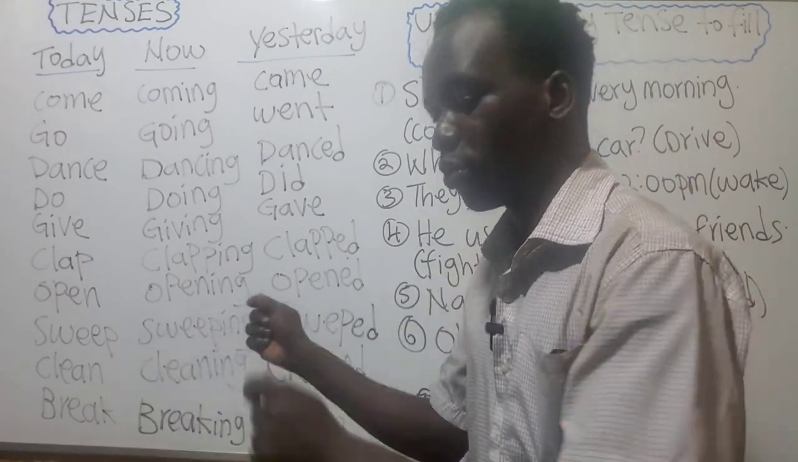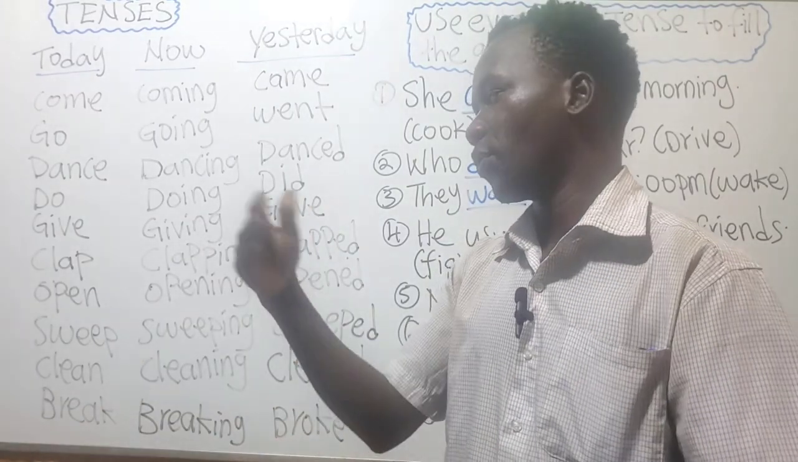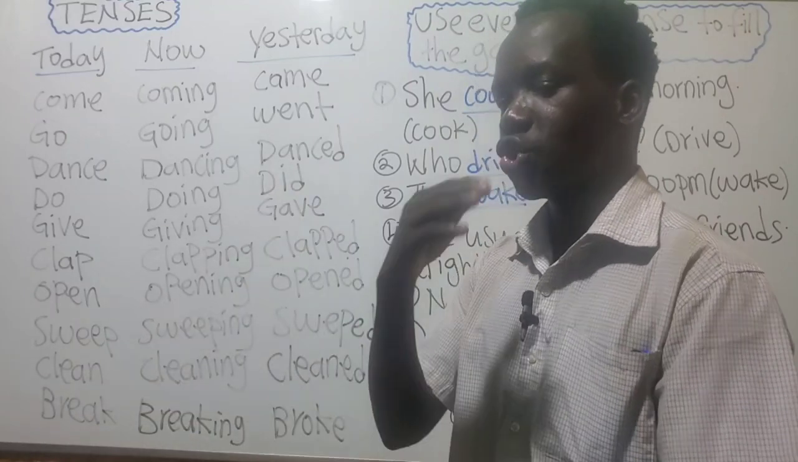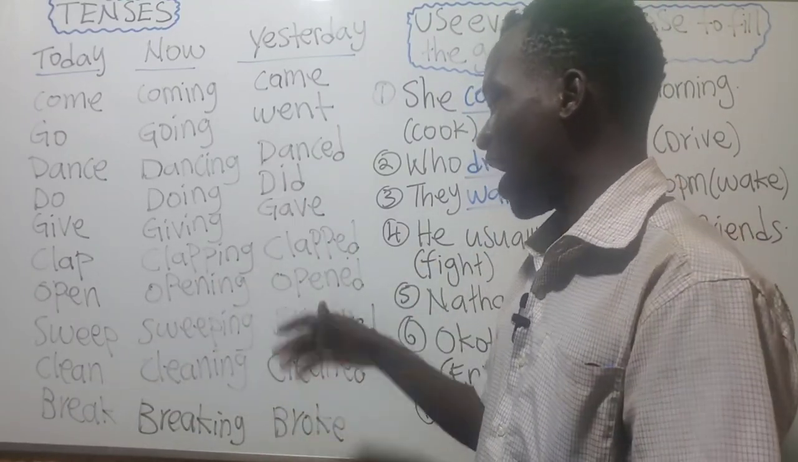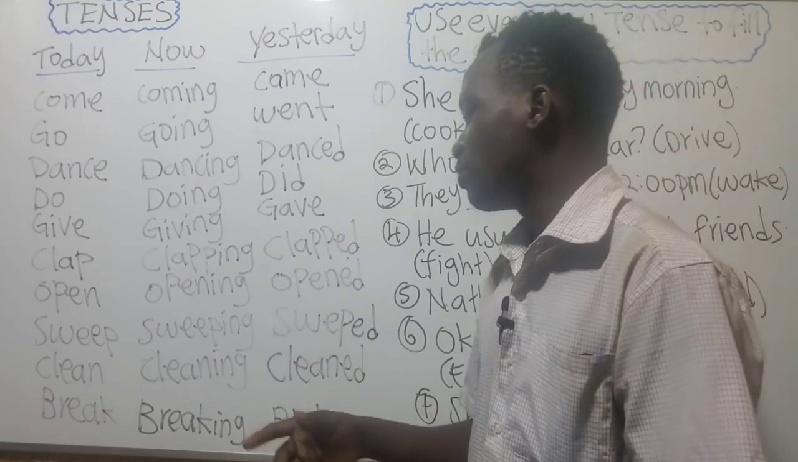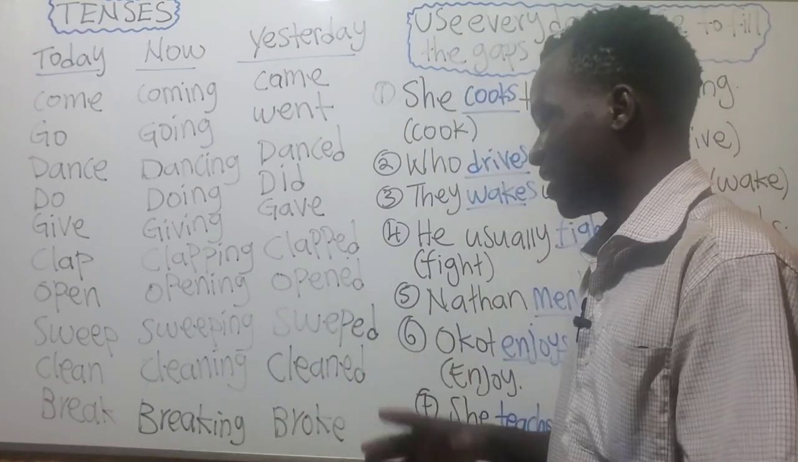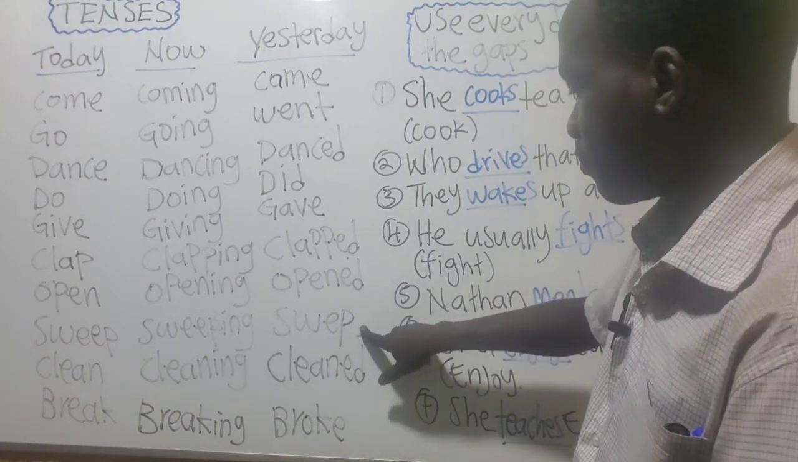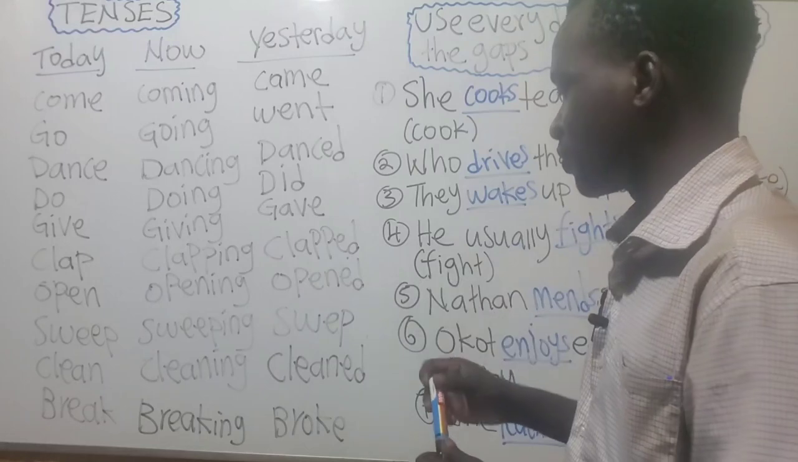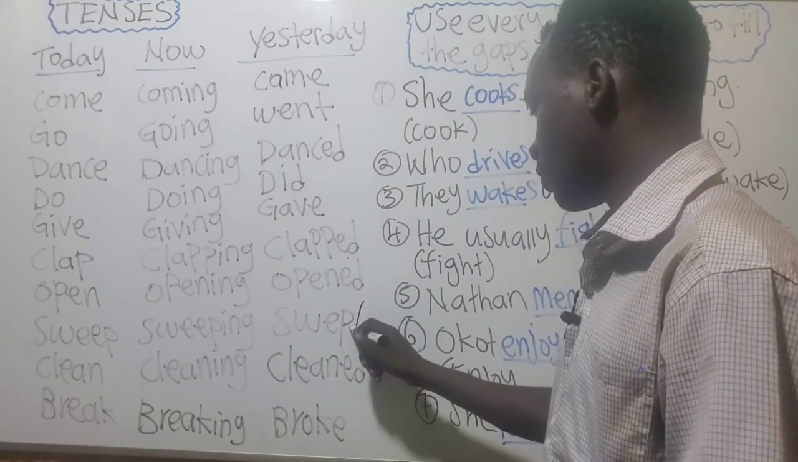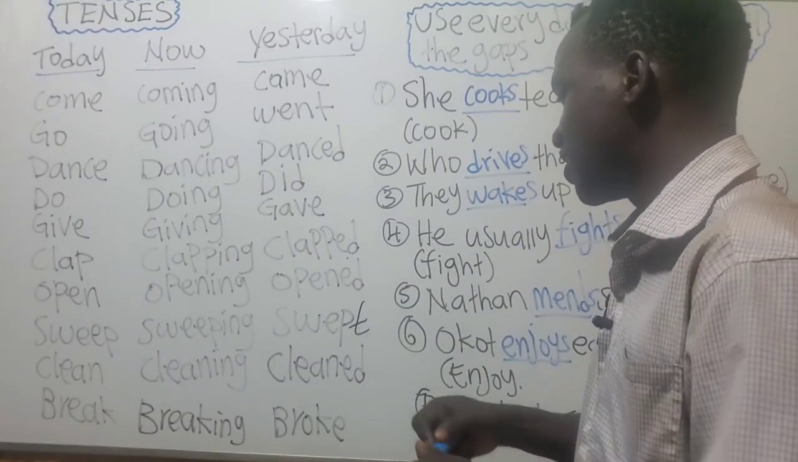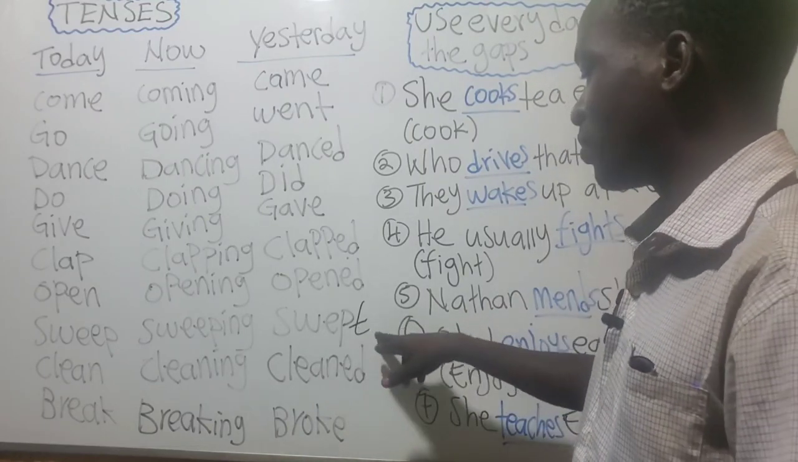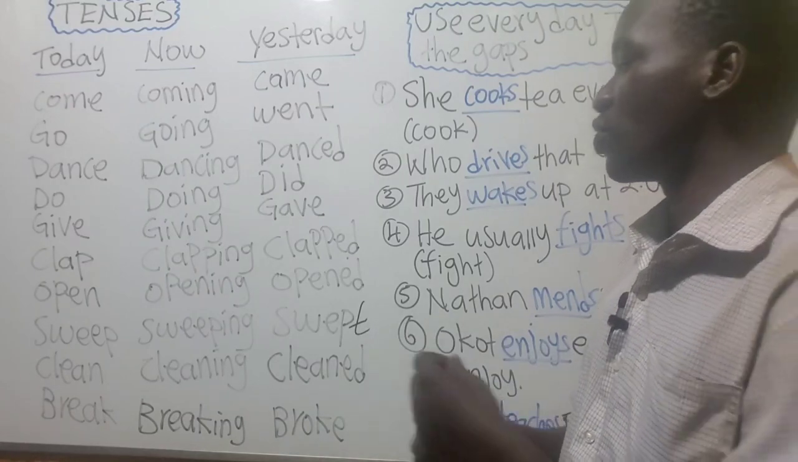And sweep, sweeping. We are sweeping. And then sweep changes to swept. I believe there is a T here. Yes, I believe there is a T there. That was a simple mistake. Swept. Sweep changes to swept.